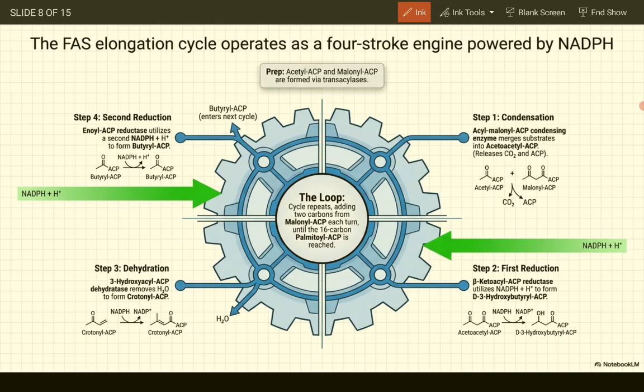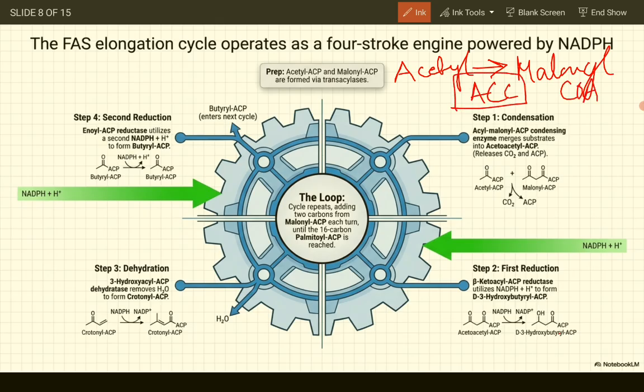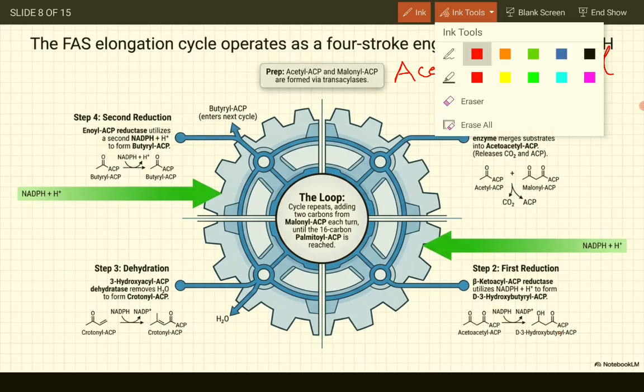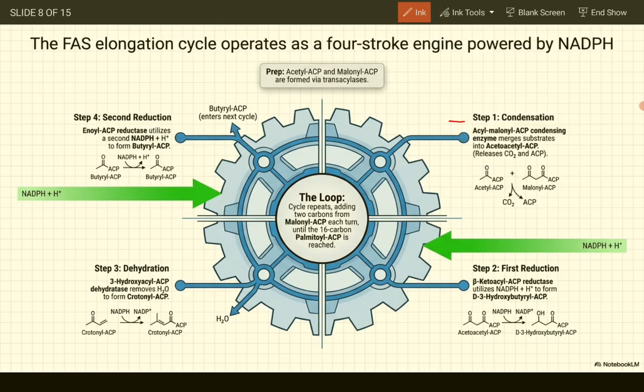So we already know acetyl CoA has produced malonyl CoA through the carboxylation through the enzyme ACC. This has already occurred. Now the process is as follows. Step 1 is condensation. The acyl malonyl ACP condensing enzyme merges the substrates into acetoacetyl ACP, releasing CO2 and ACP.